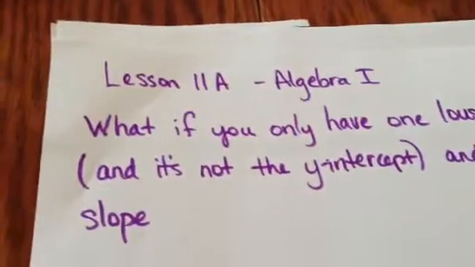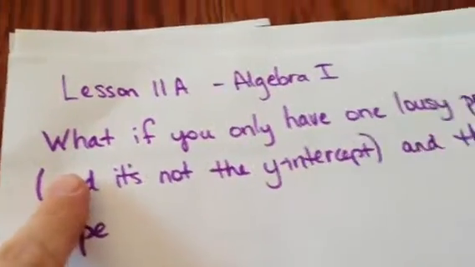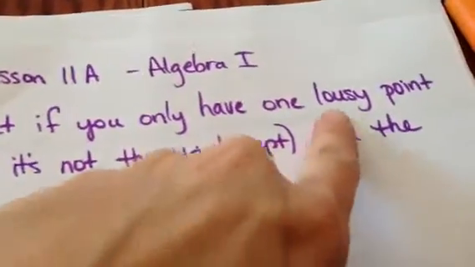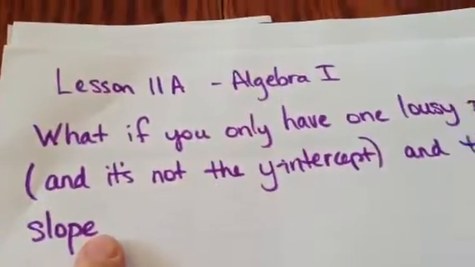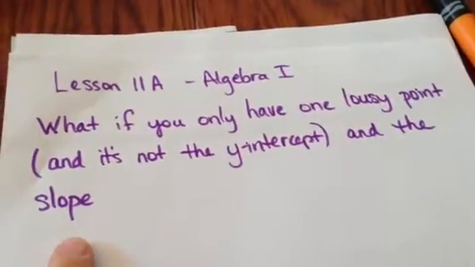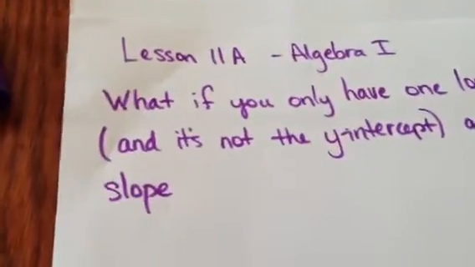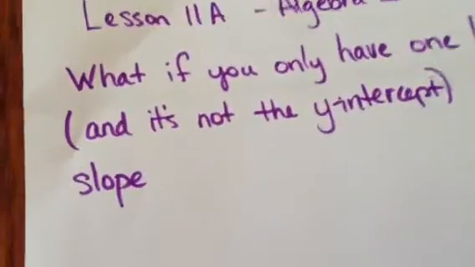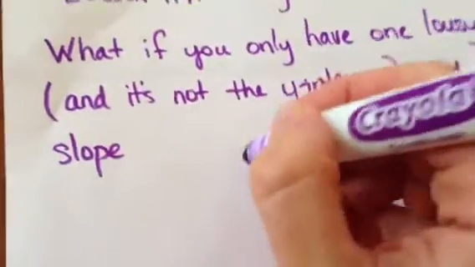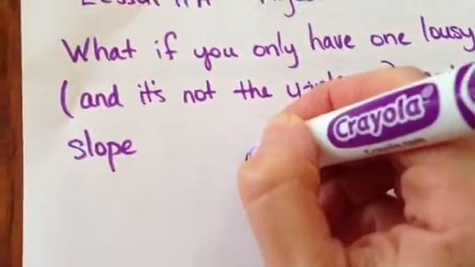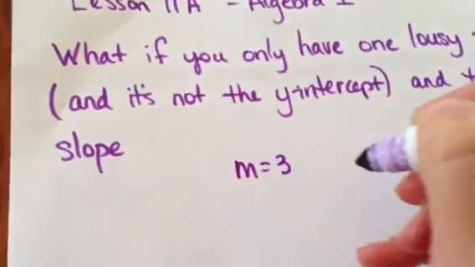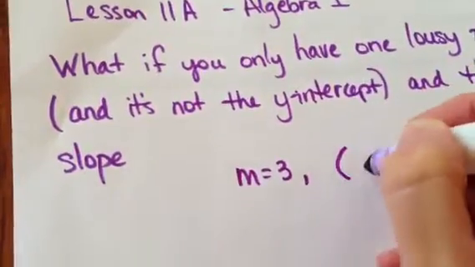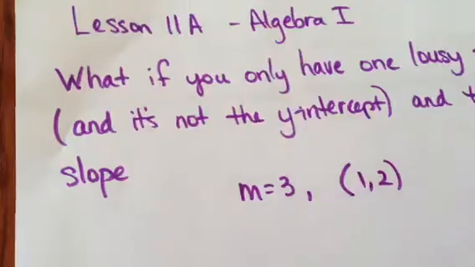But Lesson A basically deals with what if you only have one point and it's not the y-intercept, and you have the slope and you have to write an equation for the line. Let me give you an example. Let's pretend that you have the slope of 3 and they tell me I have the point (1, 2).